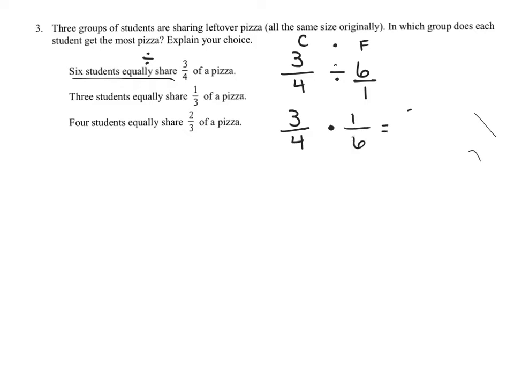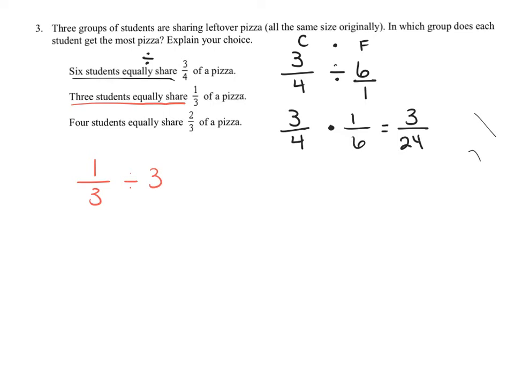So which would give us 3/24. So they would get 3/24 of that pizza. So this is for the first group. Okay, the next group says 3 students equally share 1/3. So they're getting 1/3 of the pizza divided by 3.